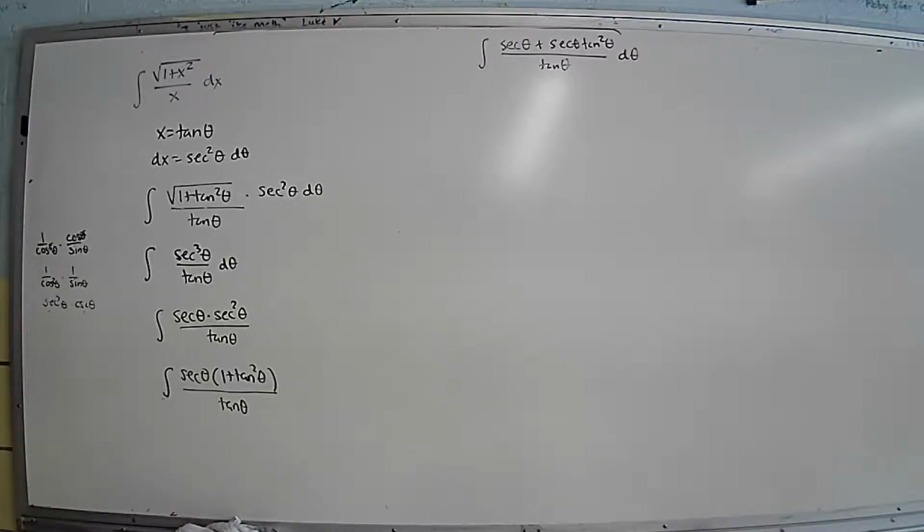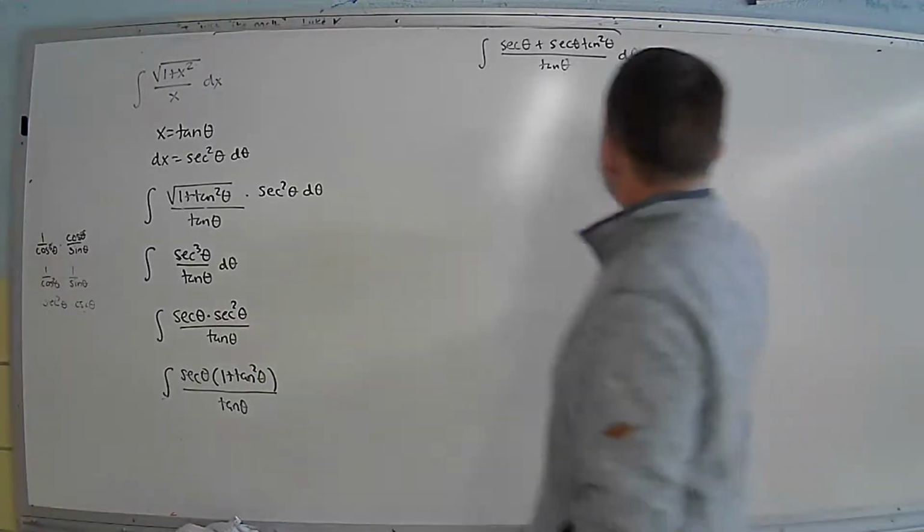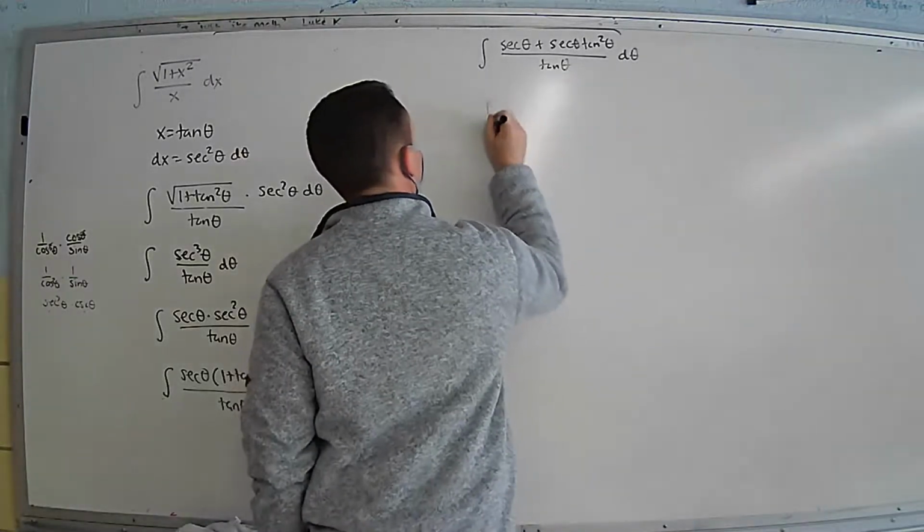Okay? Is everybody okay where we are so far? Now, in the past, when we've had multiple things in the numerator and one thing in the denominator, a very common strategy is to break that up into multiple fractions. We did that with derivatives. We did it when we first learned antiderivatives. So let's break this up into two separate fractions.